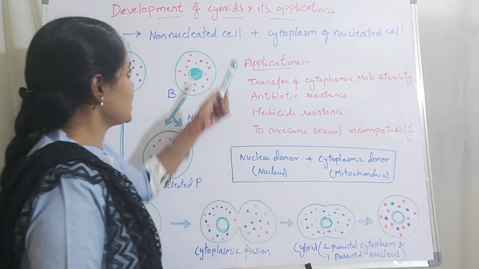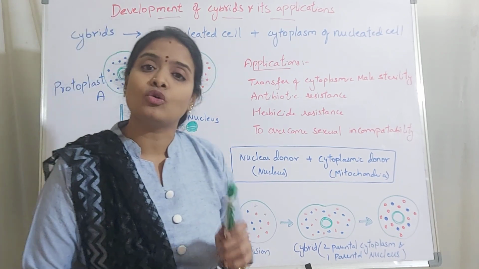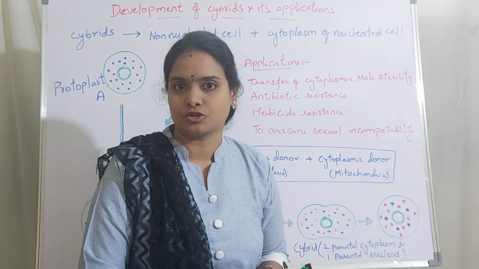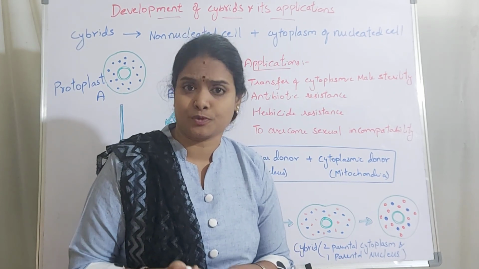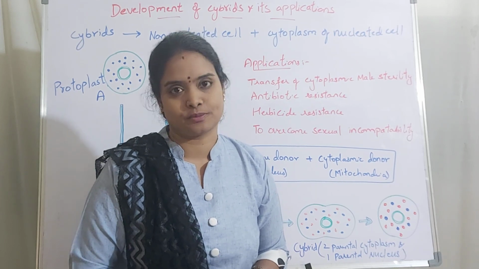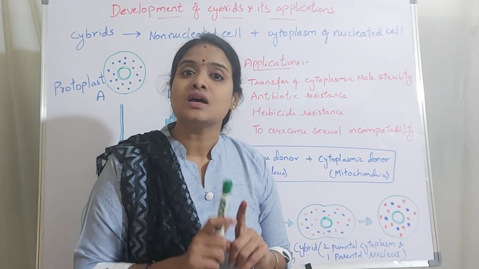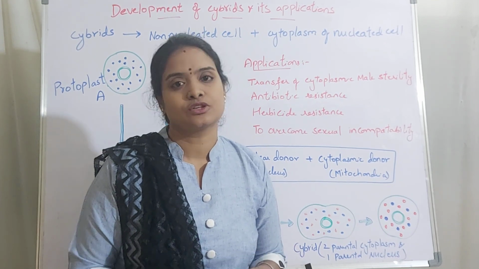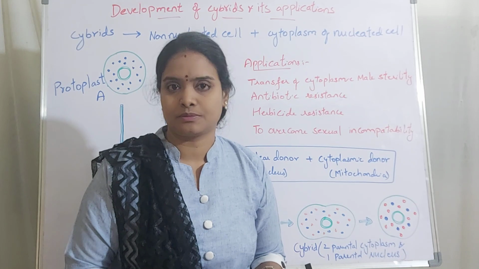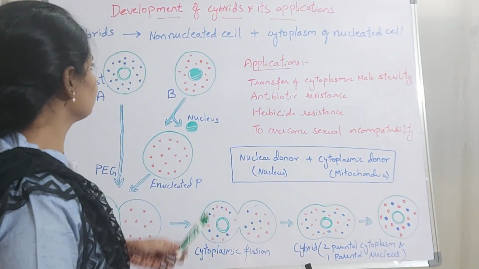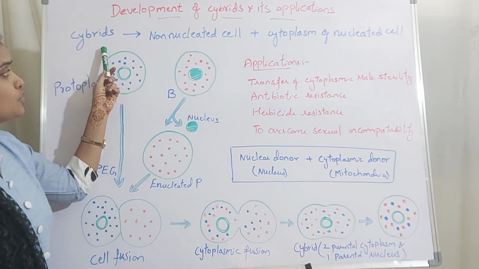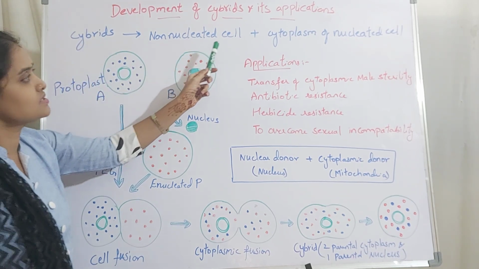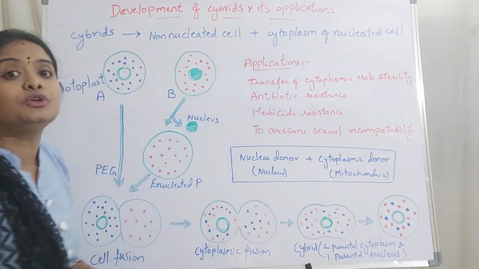Whereas in the case of cybrids, only one plant species' protoplast consists of nucleus and cytoplasm, and the other plant species' protoplast consists of only the cytoplasm. So there is only one nucleus in the cybrid plant and two different cytoplasms in that particular cybrid, right? Let us see in detail. The cybrids are produced by combination or fusion of non-nucleated cells with the cytoplasm of nucleated cells.